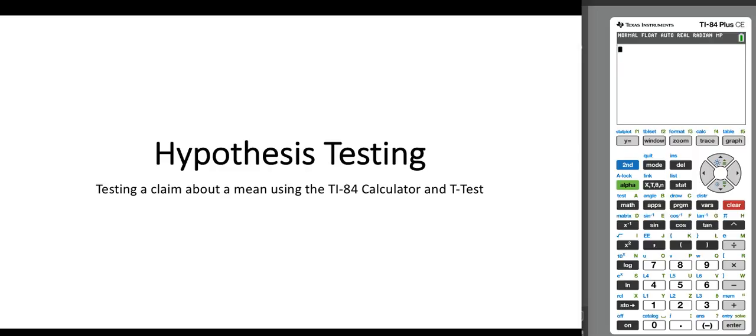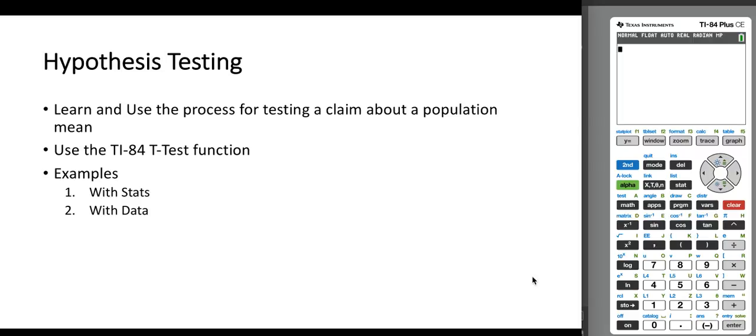Today we're going to be testing a claim about a mean using the TI-84 calculator and the t-test function on the calculator. In this video I want to teach you the process for testing a claim about a population mean, and we're going to use that process to form a conclusion about a hypothesis test by using the TI-84 t-test function. I'm going to go through two examples, one with statistics and one with data.